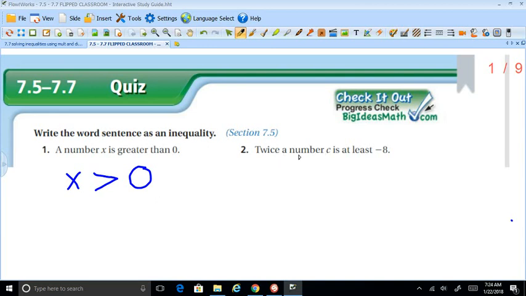Number 2, twice a number c. Well, this part of the expression, twice a number c, I write as 2c. Make sure you have the correct formatting. And we know it is at least negative 8. So can it be greater than negative 8? Yes. It's at least negative 8. Can it be exactly equal to negative 8? The answer is yes. Can it be less than negative 8? No. So we know it needs to be greater than or equal to negative 8.